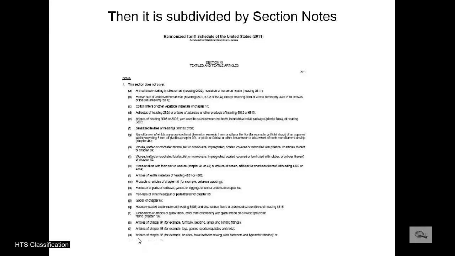The first 97 chapters of the HTS US fall under sections. For instance, Section 11 is textiles and textile articles. Chapters within that section progress from yarn to fabric to finished textile products. Similar product progressions from raw materials to finished products are evident under other sections.